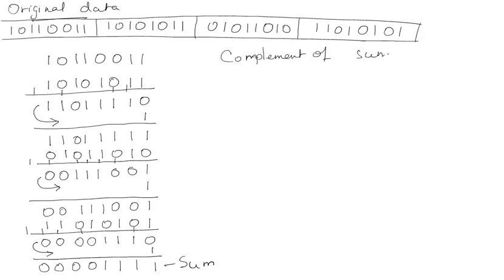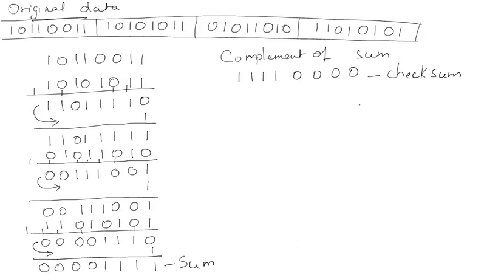So the complement of the sum is obtained by just complementing these bits. We have 4 zeros and 4 ones, so we get 1 1 1 1 0 0 0 0. Okay, so this is the complement. Whatever we got here is known as the checksum.